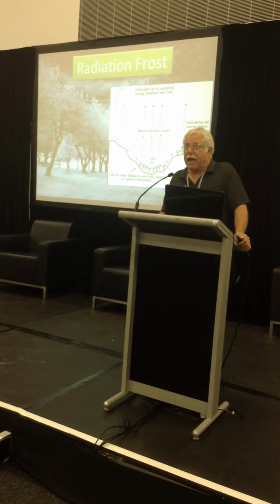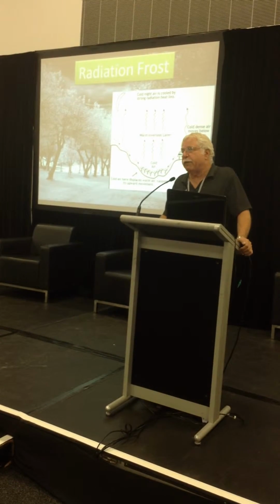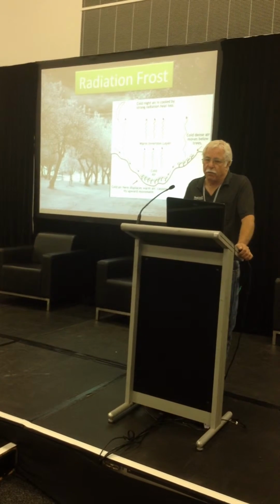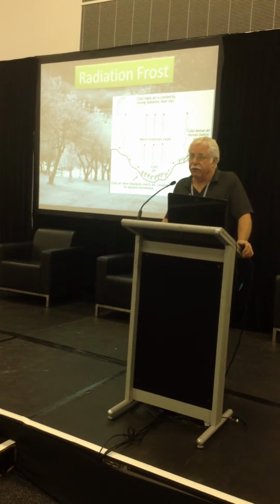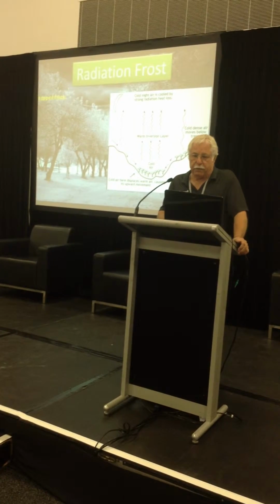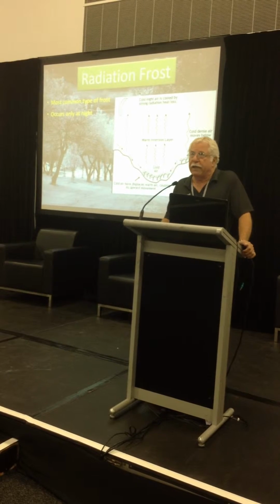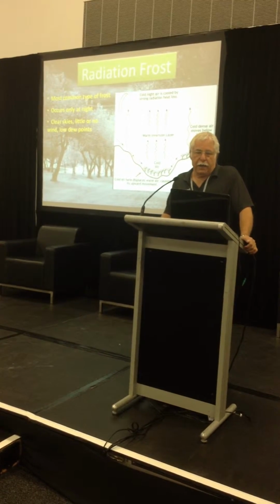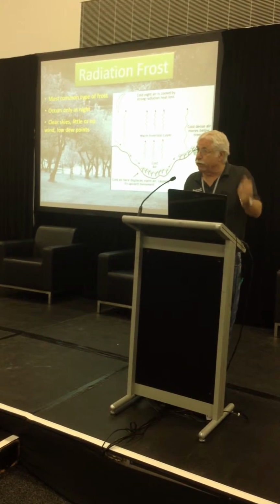Radiation frost happens everywhere. It's called a temperate climate problem. It happens everywhere you can grow. A radiation frost is associated with an inversion layer, and it's the most common type of frost. It occurs only at night. This is a nocturnal event. It happens when there are clear skies and little or no wind and low dew points.